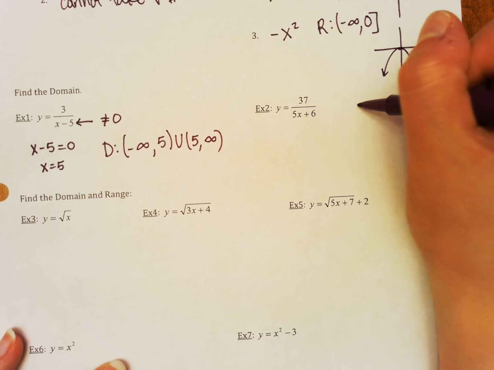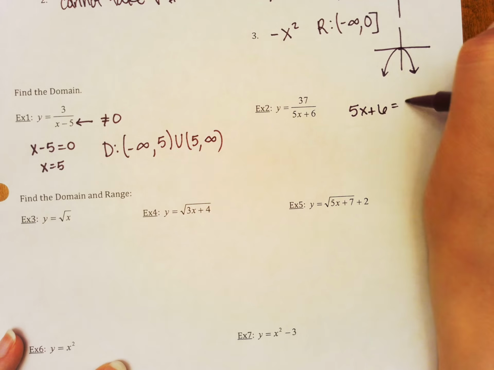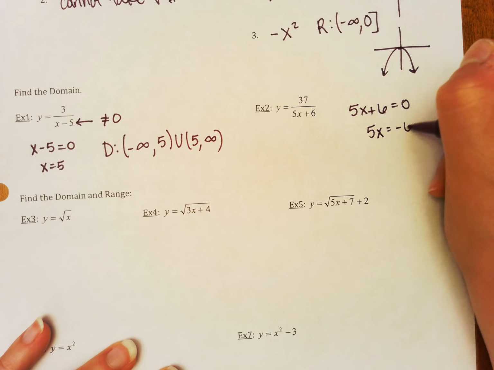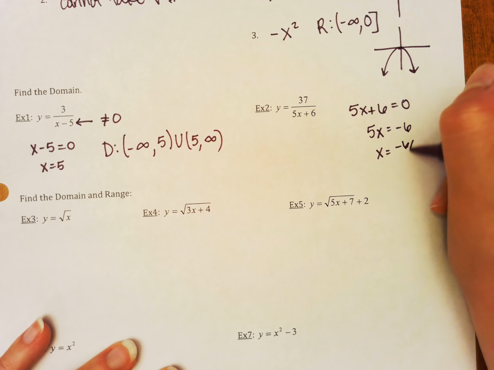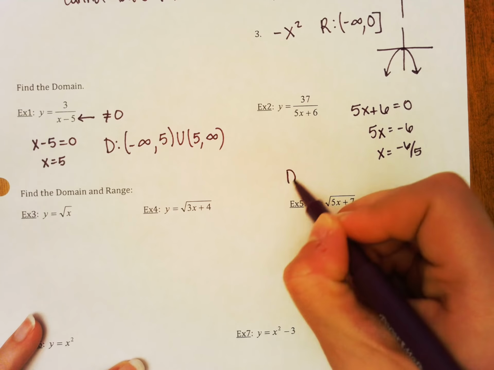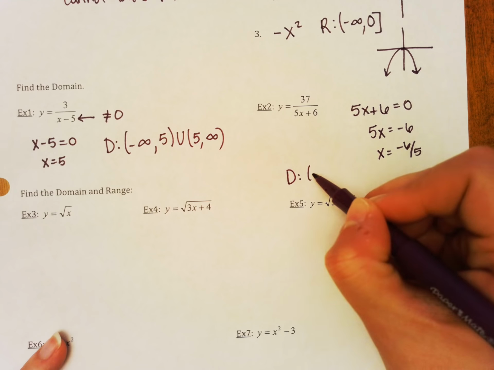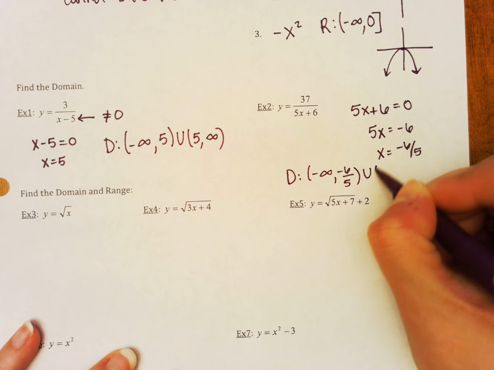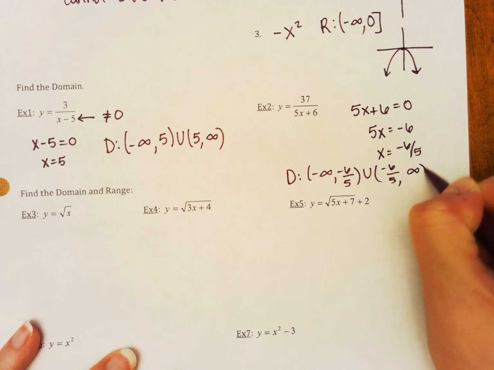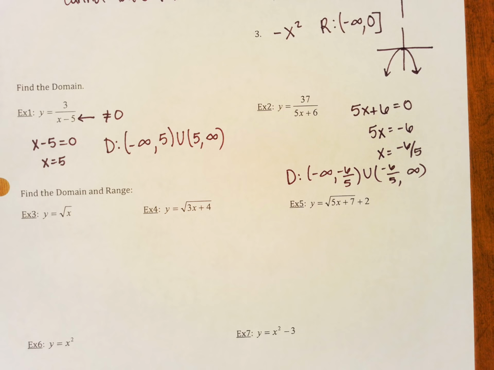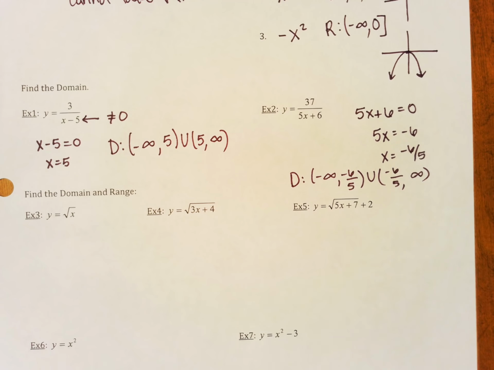Same thing for this one. We're going to find out where this linear equation equals 0, so I'm going to solve it. Subtract 6 from both sides, divide by 5, and I get negative 6 over 5. Again, every single number will work except for that one. So we take our entire system of negative infinity to infinity, and we pluck that one value out. We want all numbers lower than negative 6 over 5, and all values higher than negative 6 over 5, making sure that we are excluding that value.